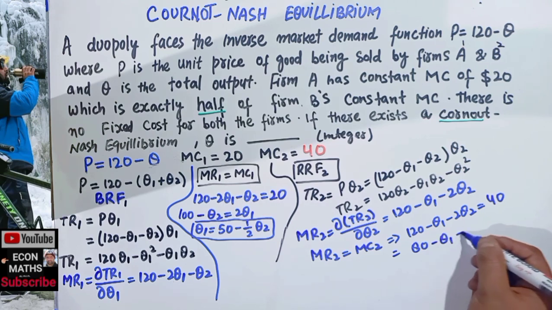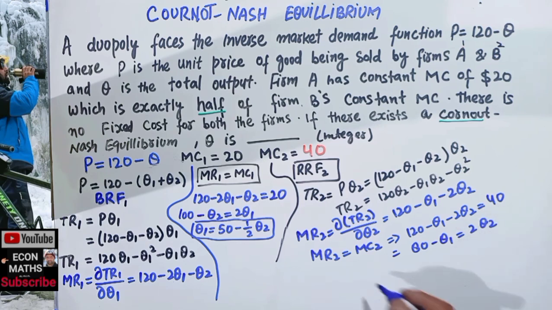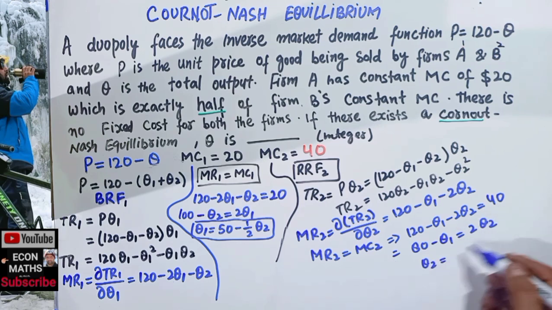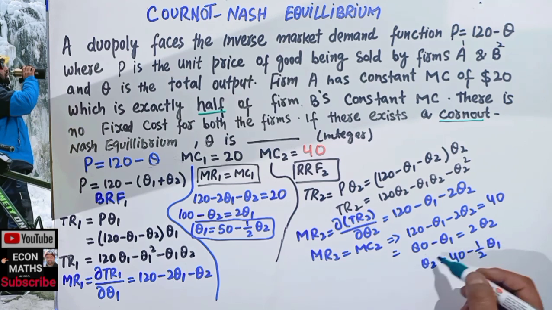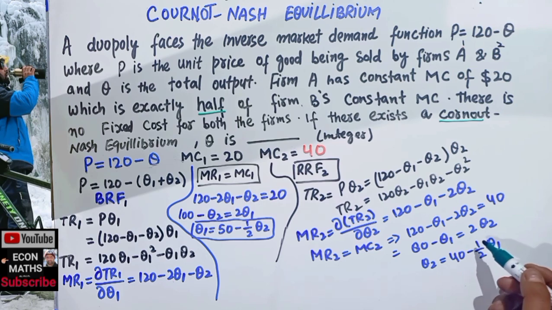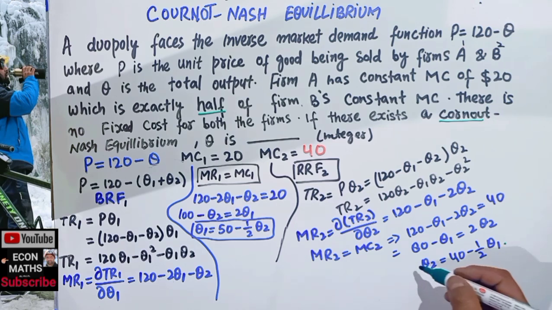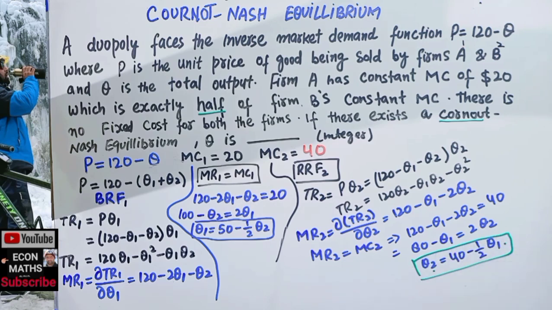80 minus Q1 is equal to twice Q2, transposing this, Q2 will be equal to 40 minus 1 upon 2 Q1. I hope I am doing it correctly. Mistakes happen, I apologize for that, it is inevitable. So this is the best response function of firm 2. Simply the optimal quantity that firm 2 should produce given firm 1 has produced Q1 quantity. This is called the BRF, or reaction function of firm 2.